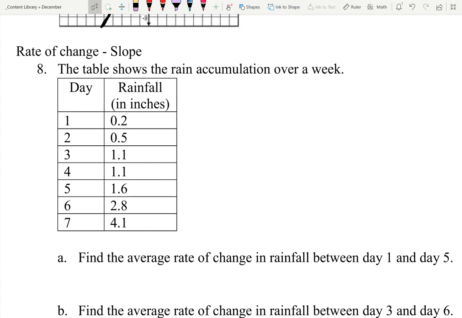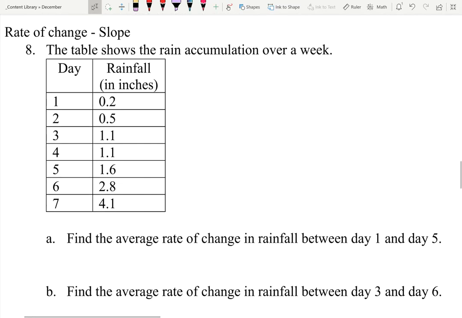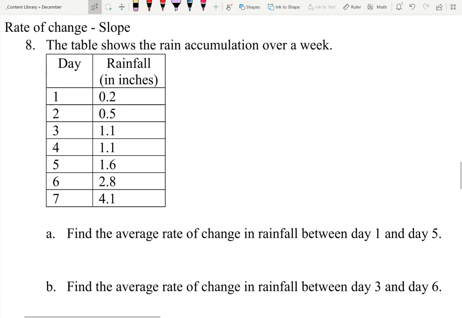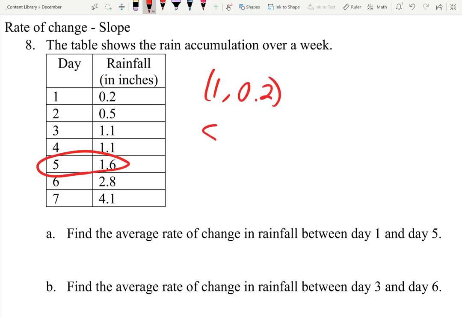Okay, number 8. Now we're starting to do rate of change, right? Slope problems. So there's a lot of this you need to be able to know how to do. So find the average rate of change between day 1 and day 5. Now what that means, day 1 is this point, right? 1 and 0.2. Day 5 is this point, right? 5 and 1.6. So when it's asking for the average rate of change, you're just doing your slope formula.